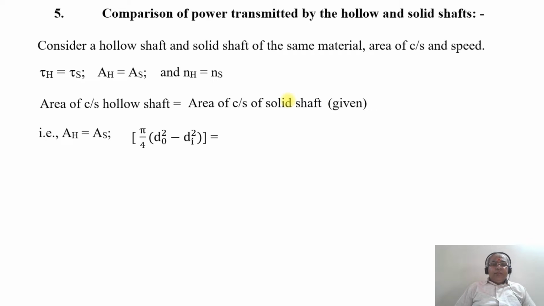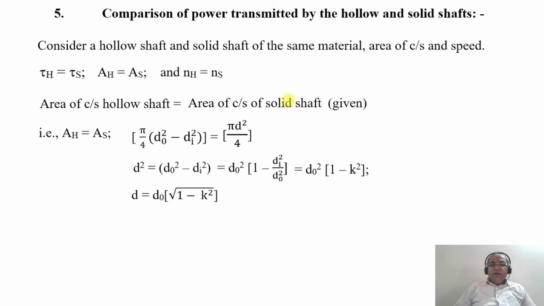So what happens, it will be pi by 4 into (d naught square minus di square) equal to pi by 4 into d square. So d naught square minus di square equals d square. Therefore, taking the common factor, d naught square into (1 minus (di by d naught) the whole square), so d naught square into (1 minus k square). So d will be equal to the square root of d naught square into (1 minus k square).